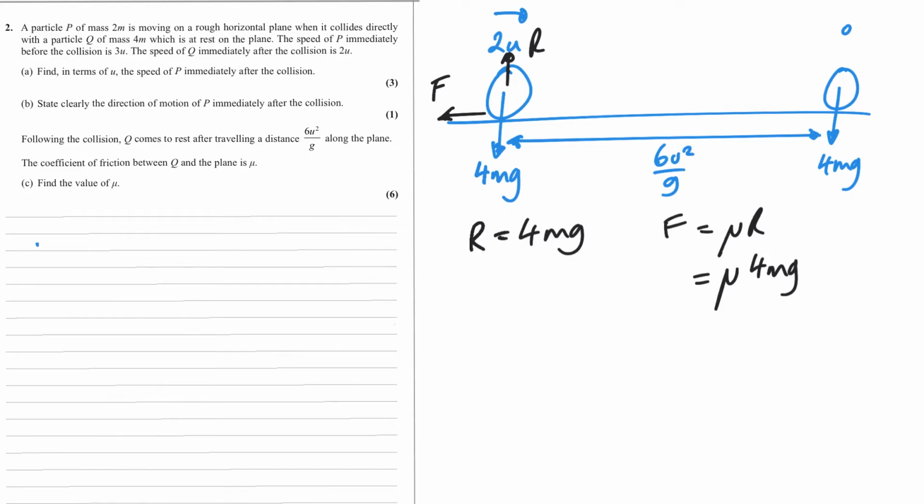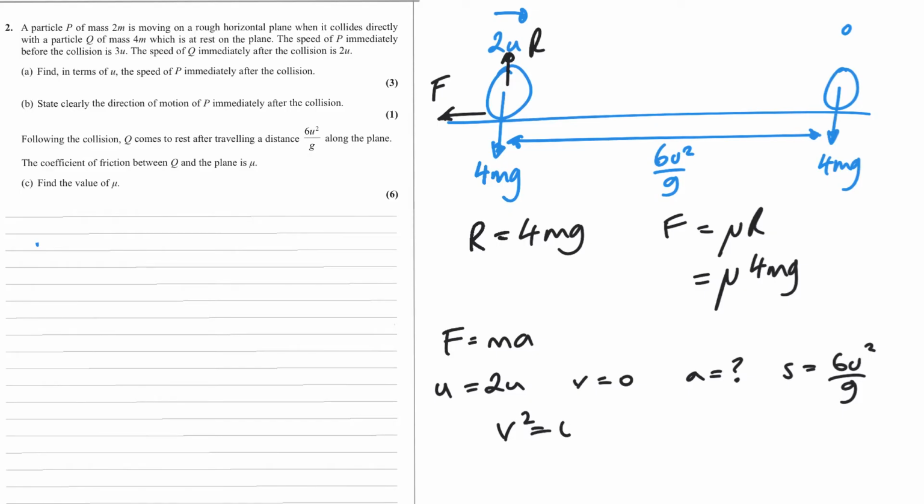Now we also know that that force can be written as F equals ma. And what I want to do is find out this acceleration or deceleration is what I should be getting. So let's think about what we've got. We've got u, which is 2u. We've got v, which is 0. We want to find a, and we know the distance 6u squared over g. So what we can use is v squared equals u squared plus 2as, and that will be able to find us what a is.